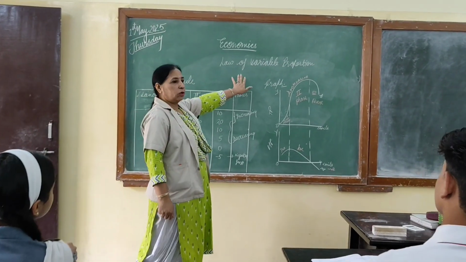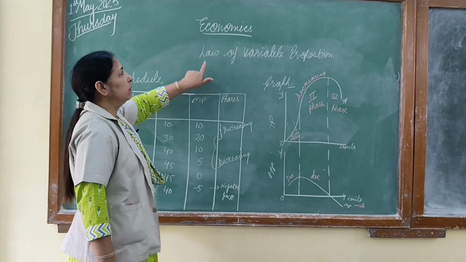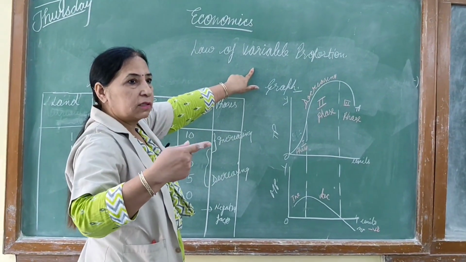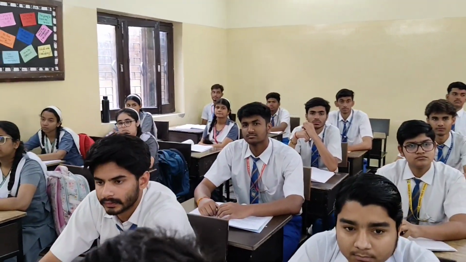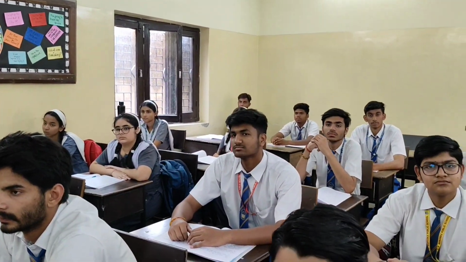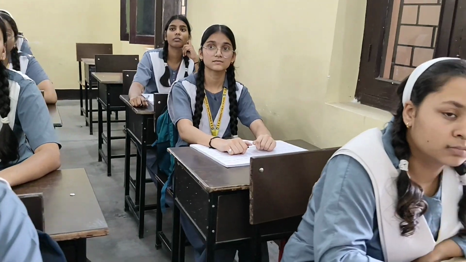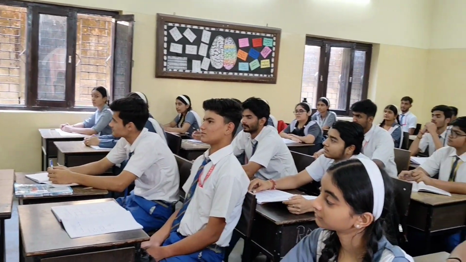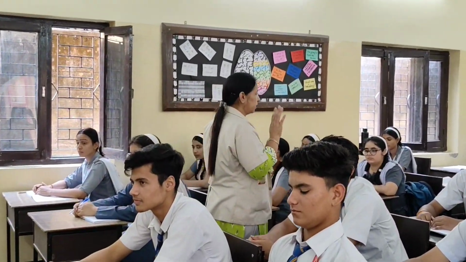Now we shall discuss the law of variable proportion. As is clear from its name, the law of variable proportion means that it varies, with both fixed and variable factors. So we can define the law of variable proportion as follows: when more and more units of a variable factor are combined with a fixed factor, at the initial stage production increases, then decreases, and then later on becomes negative.